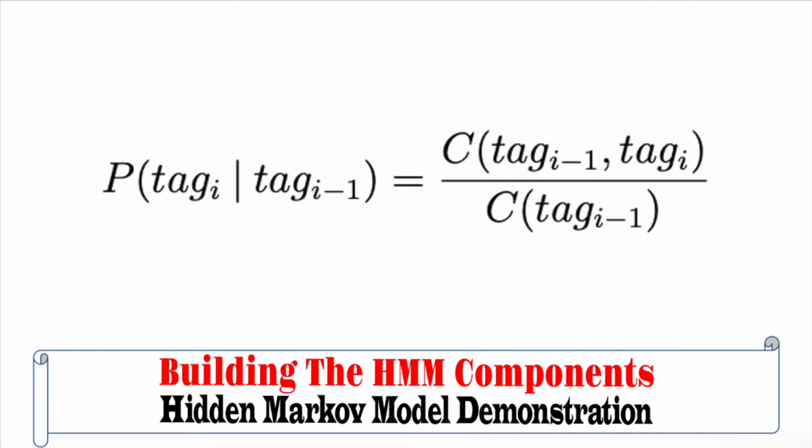Let us use the equation shown on the screen to compute the transition probability matrix. The equation states that the probability of the part of speech tag sub i given tag sub i minus 1 is just the count of tag sub i minus 1 followed by tag sub i, divided by the count of tag sub i minus 1, or the previous tag.